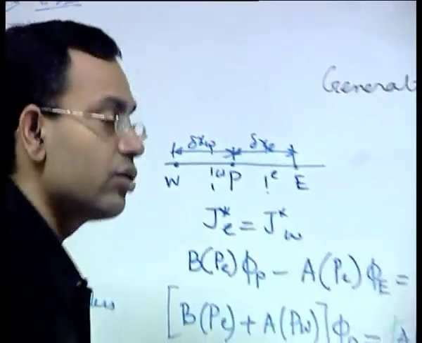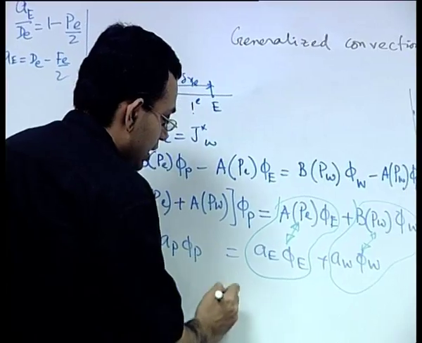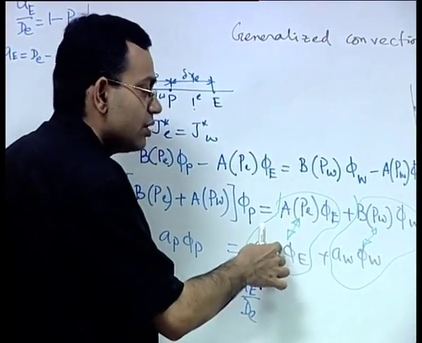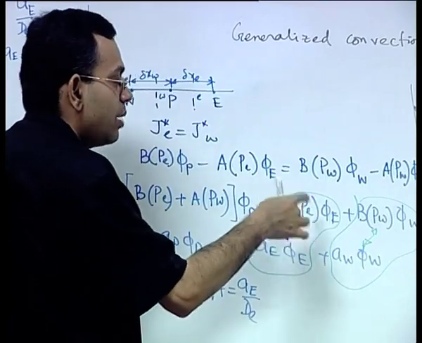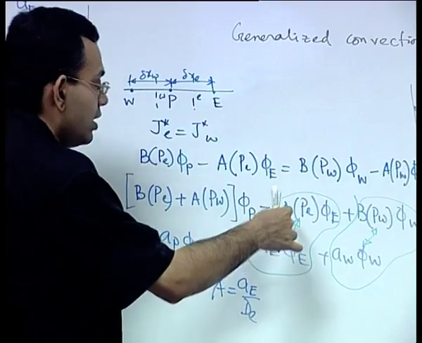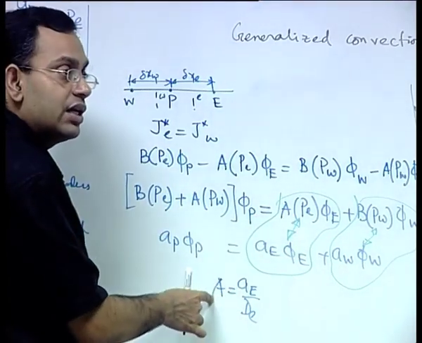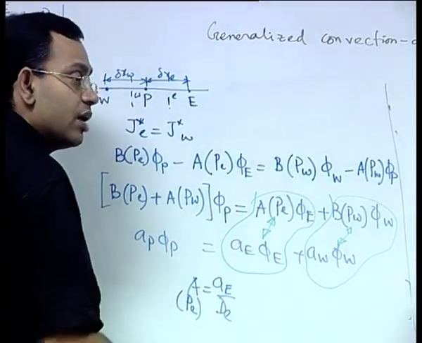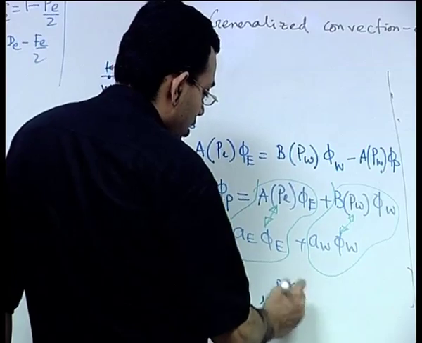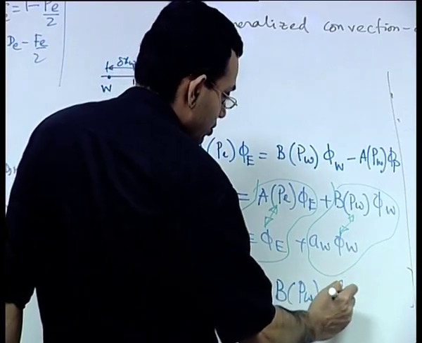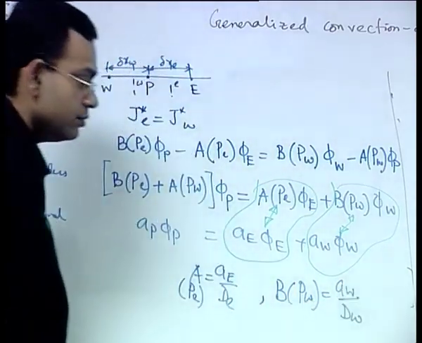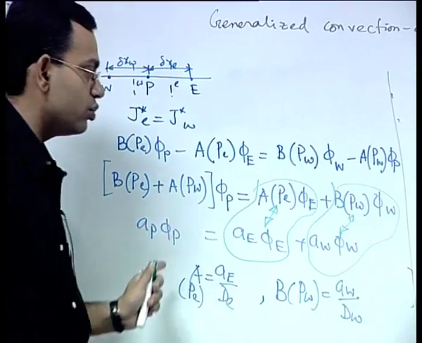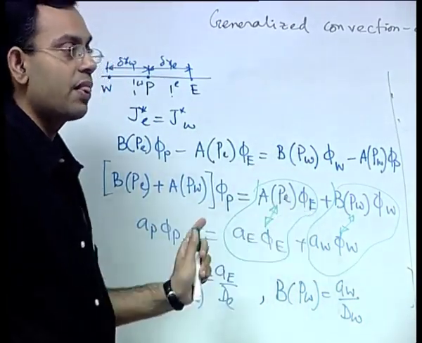So from here what can we conclude? We can conclude that A is nothing but AE by D. Similar terms, only the dimensions are not matching, one is dimensionless, another is a dimensional function. So you can convert one to the other by dividing AE by D to get A as a function of P, Peclet number based on delta XC. Similarly, B of PW is equal to AW by DW. So that is how you can relate those coefficients with this A and B.